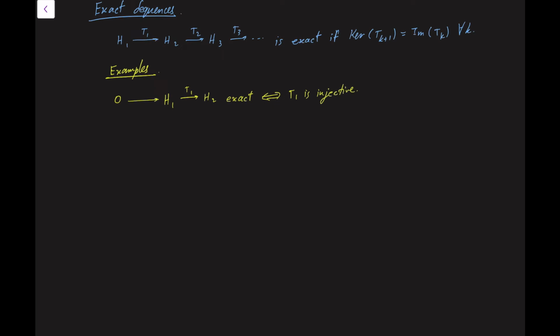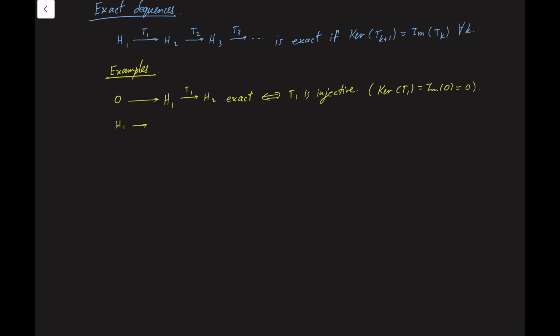Why is this the case? Well, the sequence is exact if the kernel of T1 is equal to the image of the 0 map into H1. 0 maps into H1 at 0. So it just maps 0 to 0. So the image of 0 is 0. So the kernel of T1 is 0, which means T1 is injective.